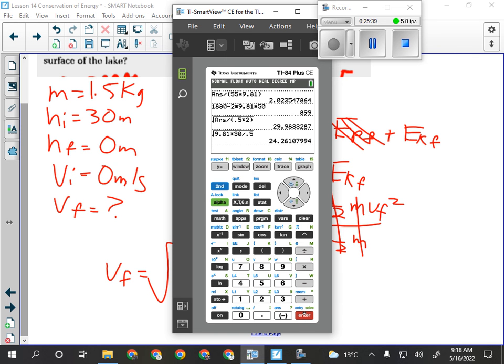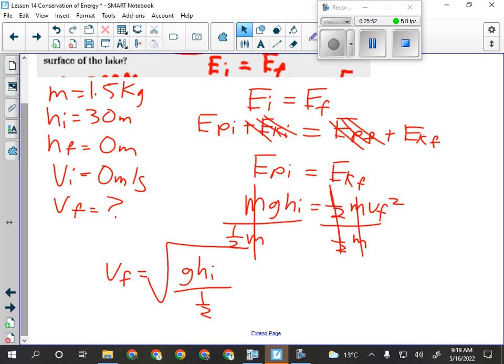Okay, so it was dropped from a height of 24.3 meters. Or sorry, no, sorry, it was dropped from 30 meters. It's going to be moving at 24.3 meters per second. Sorry. Okay, so the final speed of the object will be 24.3 meters per second.